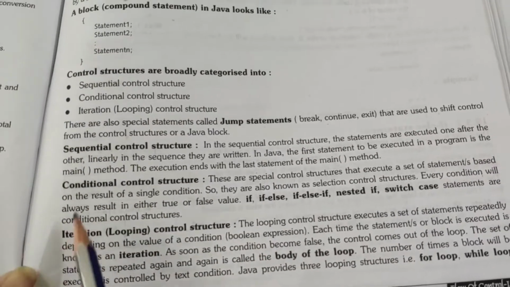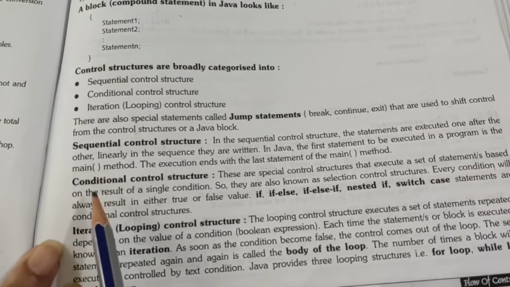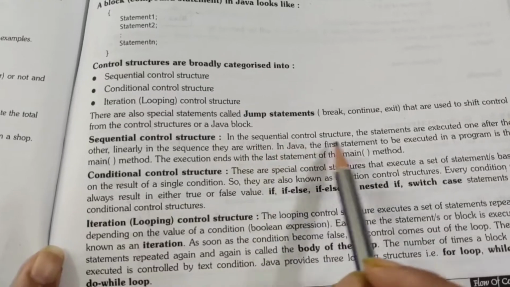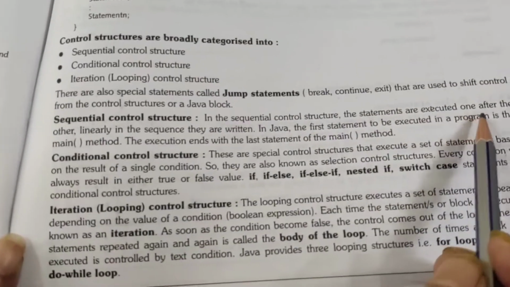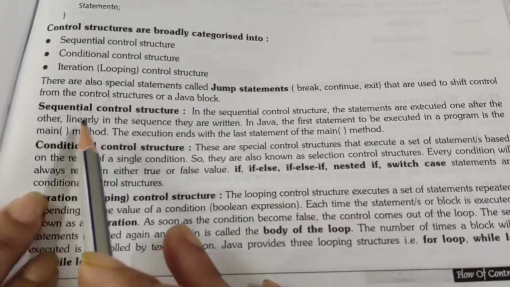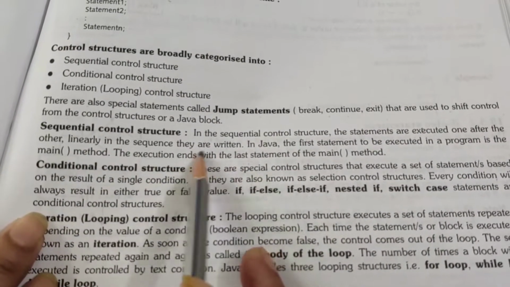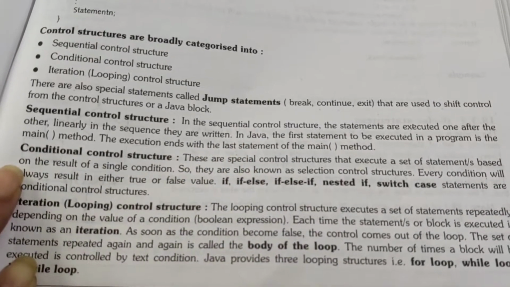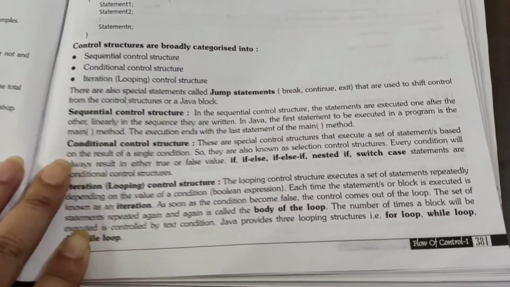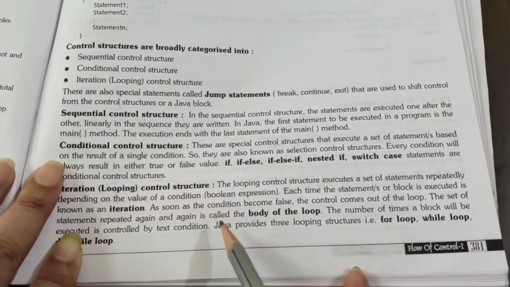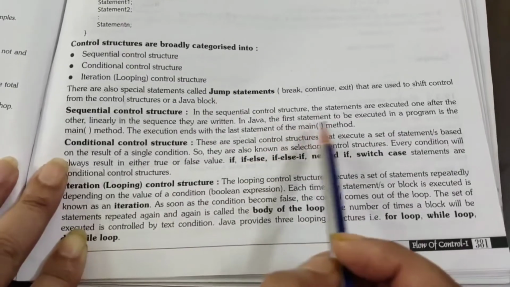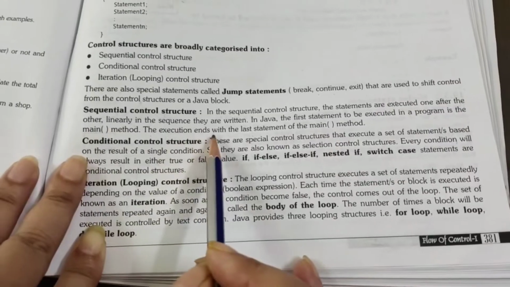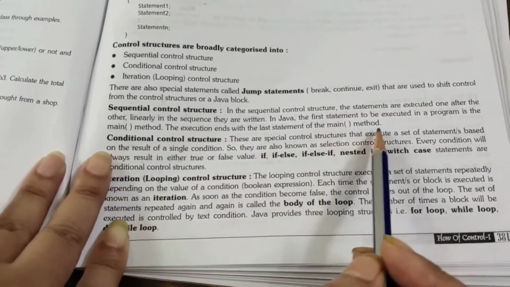Let's consider the basic structures or categories of control statements. First is the sequential control structure. In a sequential control structure, the statements are executed one after another, linearly, in the sequence written. It indicates that all the statements are written in a step-by-step process, and you have to execute all these statements step by step. In Java, the first statement to be executed in a program is the main method. The execution ends with the last statement of the main method.